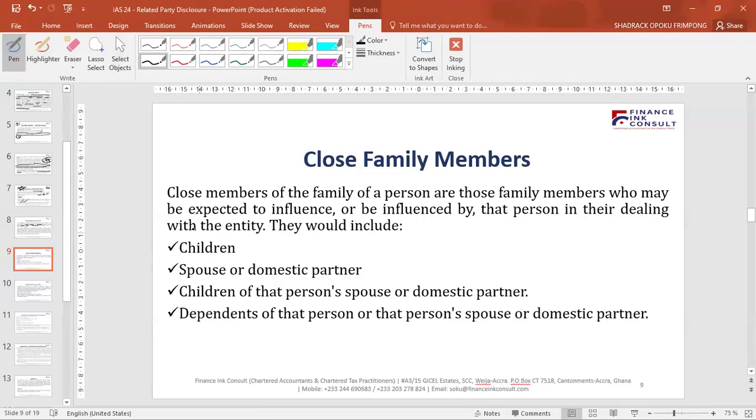Okay. Close family members. So close members of the family of a person are those family members who may be expected to influence or be influenced by that person in their what? Dealing with the entity. So they include children, spouse, children of that person's spouse or domestic partner, and dependents of that person or that person's spouse.